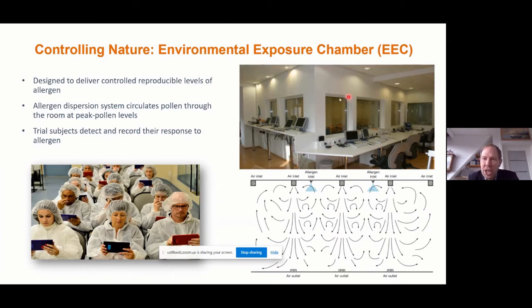This is the exposure chamber. And in this room, all the patients are sitting. They have electronic diaries in their hands. And in the room, you have an allergen inlet, meaning the house dust mites are sprayed into this room. And there's an air inlet. And this air inlet ventilates the air so that you have a turbulence airstream so that the allergens are equally distributed in all this room.